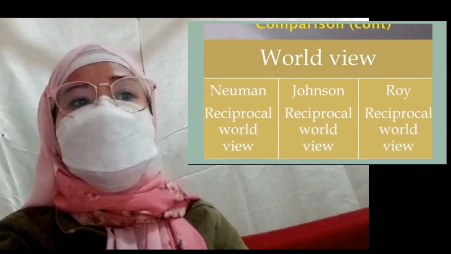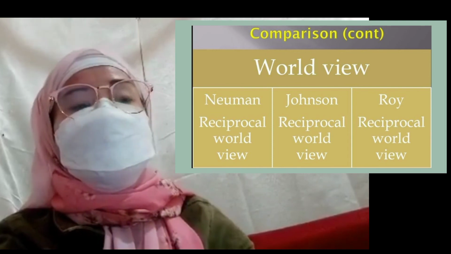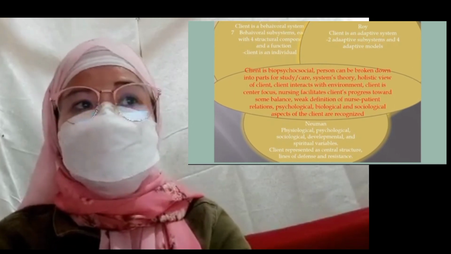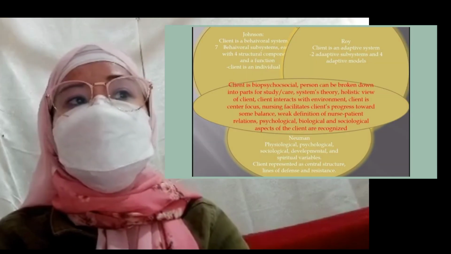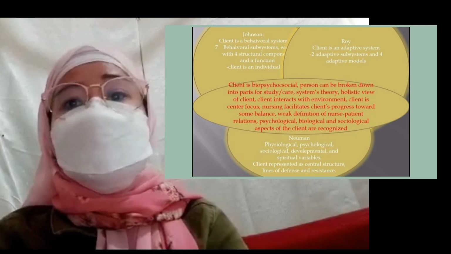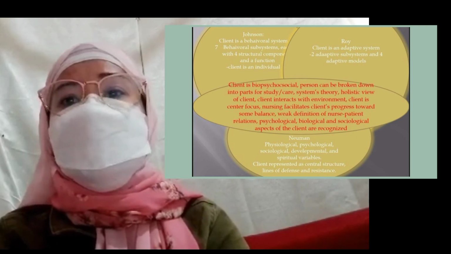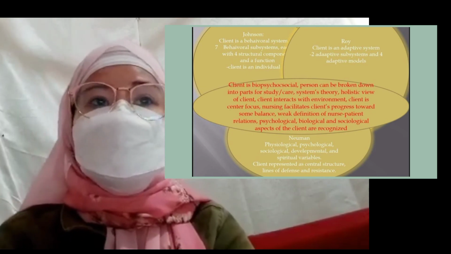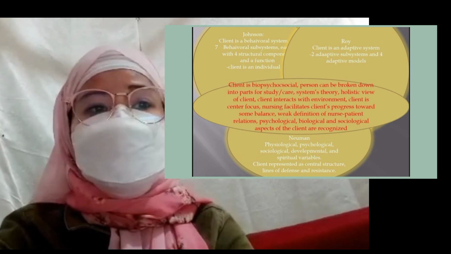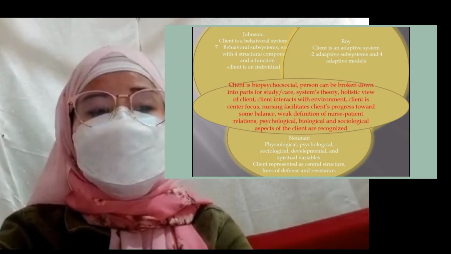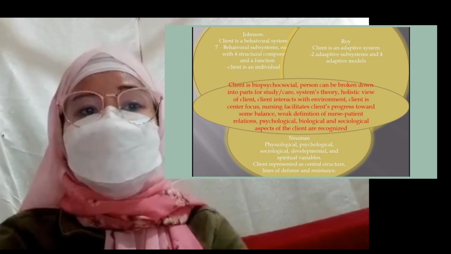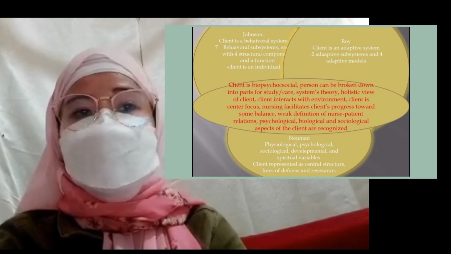Comparison and contrast for Newman, Johnson, and Roy. For Johnson, the client is a behavioral system with 7 behavioral subsystems, and each subsystem has 4 structural components and a function, and the client is an individual. For Roy, the client is an adaptive system with 2 adaptive subsystems and 4 adaptive modes. For Newman, it is physiological, psychological, sociological, developmental, and spiritual variables. The client is represented as the central structure, lines of defense, and resistance.